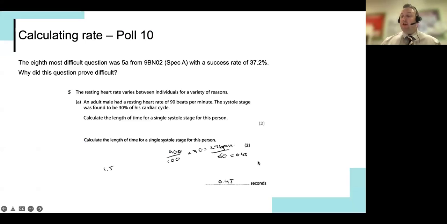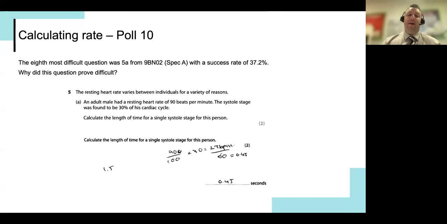Okay, going to look at one more question in this particular section. I'm going to do one more poll in this question. So again, down to calculating rate. This was taken from specification A. This was a slightly higher success rate, 37.2%. Taken from paper 2, and it's all about resting heart rate in individuals.